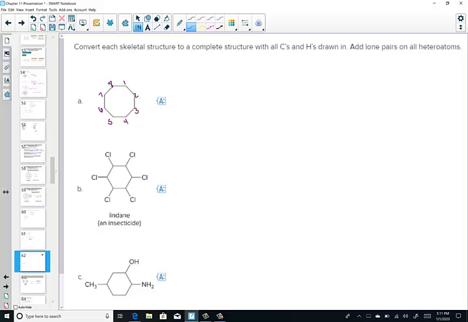I'm counting 8 carbons in that cyclic structure. So between carbon 1 and 2, here's 3, 4, 5, 6, 7, 8. Every carbon needs to have 2 hydrogens attached. So all that was necessary to complete this cyclooctane compound was to add hydrogens to each of those carbons to create a tetravalent carbon. So I'm just adding 2 hydrogens to complete the octets. Easy enough.